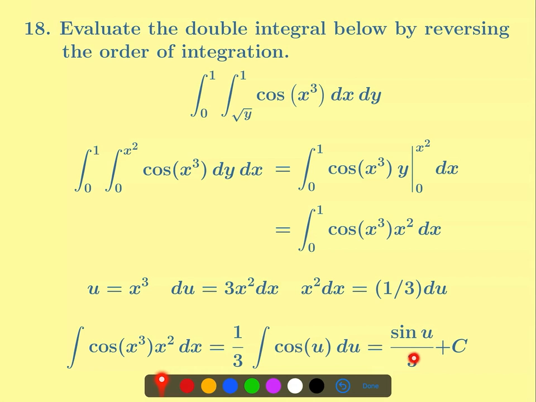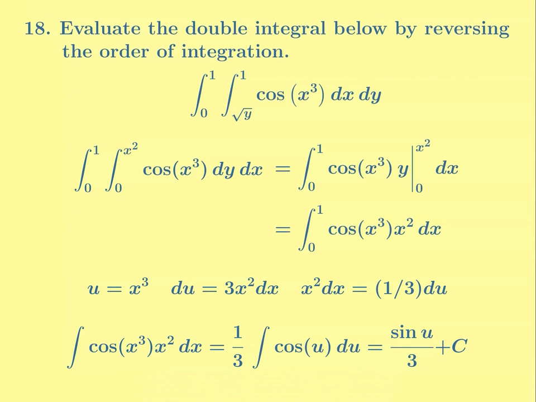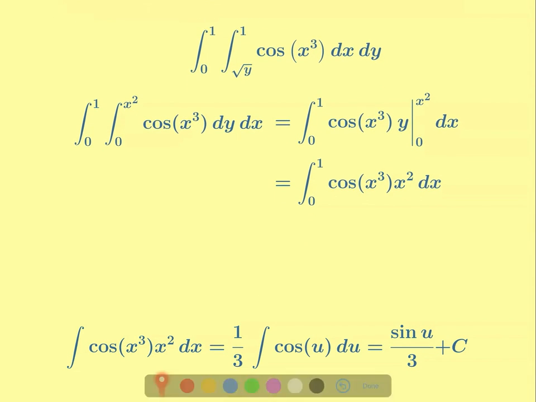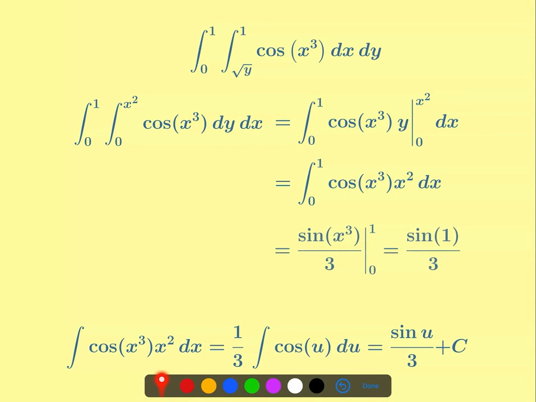Integrating cosine of u, that's just sine u. We had this over 3, and then plus a constant. But this tells us that an antiderivative for cosine x cubed x squared is sine of x cubed over 3. So I can evaluate this integral here by using this antiderivative, sine of x cubed over 3, and evaluate from x equals 0 to 1.